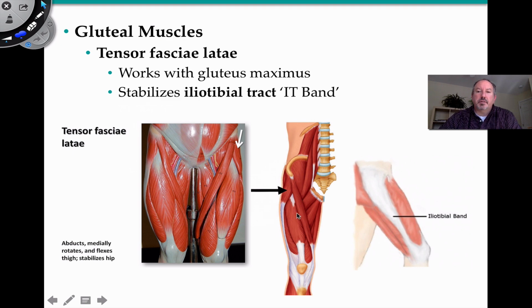This particular band of fibrous connective tissue, obviously it strengthens the tensor muscle, but it also helps to stabilize the knee joint laterally, and so it's really important.